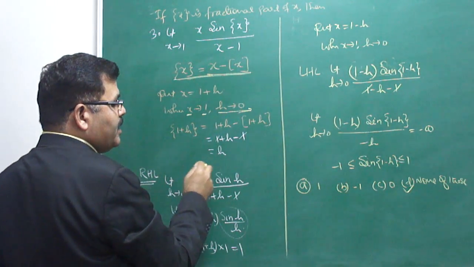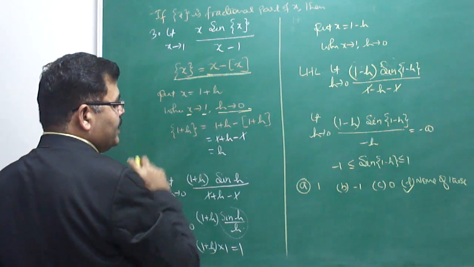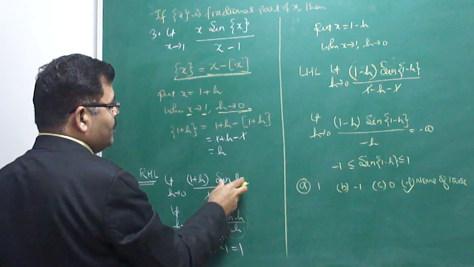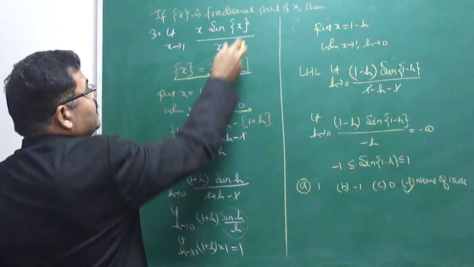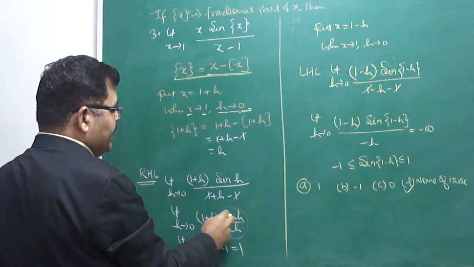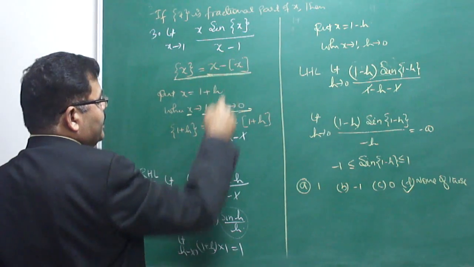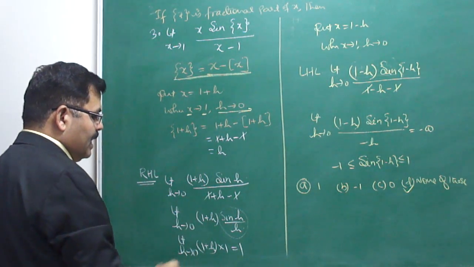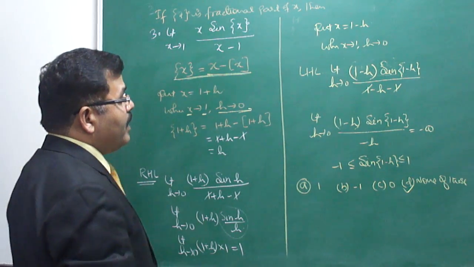1 plus h is 1, and 1 plus h minus 1 is h. So the fractional part of that is h. In place of this I can write h, and therefore sin h by h is 1. So 1 plus h, and as h tends to 0, 1 is left.